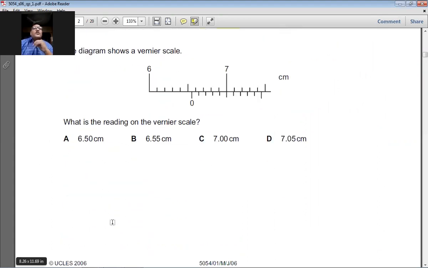So the next question is coming up on your screen. The diagram shows a Vernier scale. What's the reading on the Vernier scale? So this is how you take the reading. This is the zero of the Vernier, and this is the main scale. First of all, we check how much the zero of the Vernier has crossed on the main scale. So if this is 6, this is 7, 6.1, 6.2, 6.3, 6.4, 6.5, 6.6. So this zero has crossed 6.5. So you will note down 6.5.